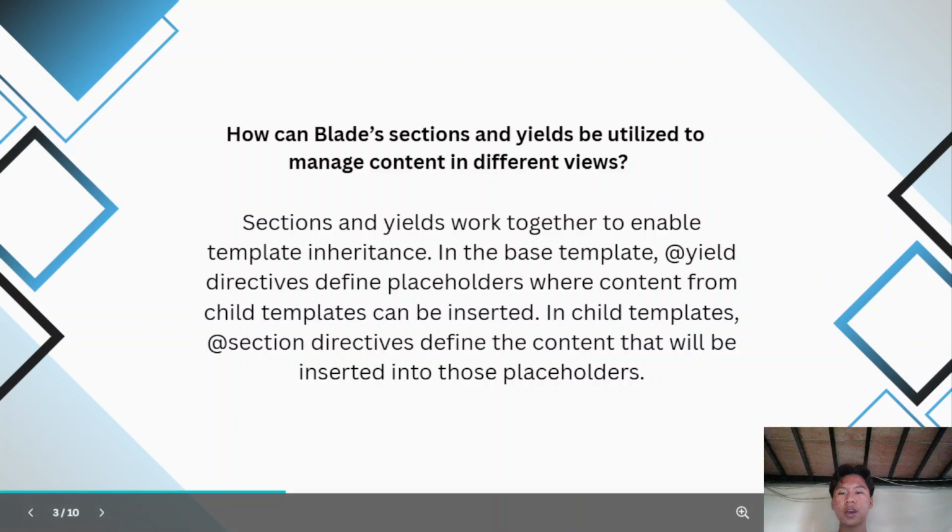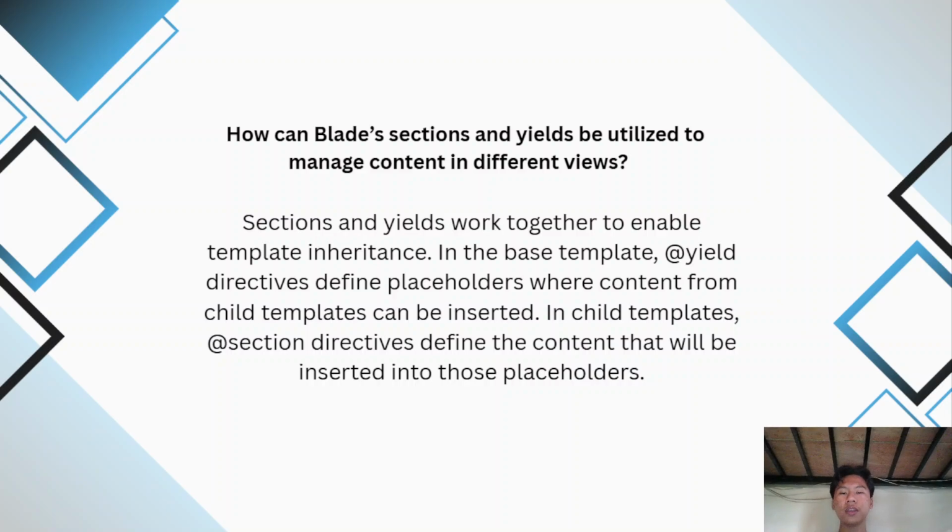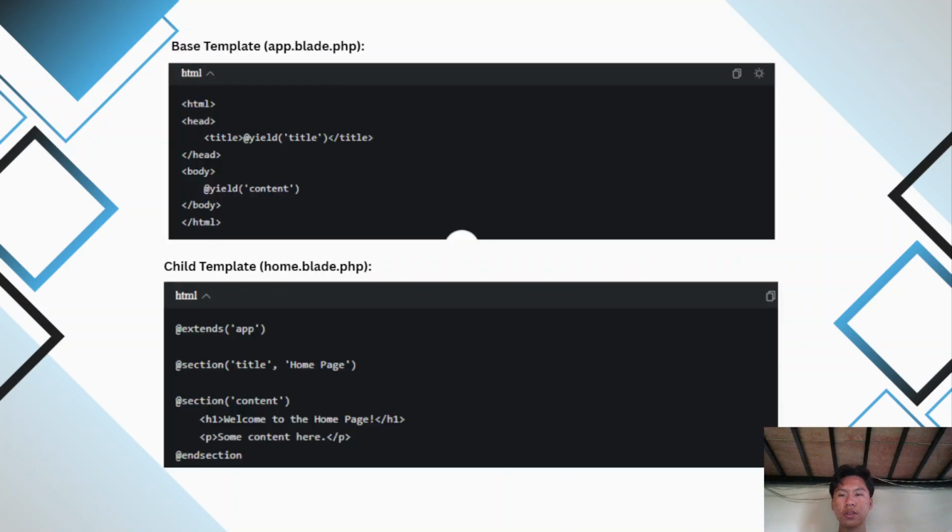Next, how can Blade sections and yields be utilized to manage content in different views? Sections and yields work together to enable template inheritance. In the base template, @yield directives define placeholders where content from child templates can be inserted. In child templates, the @section directive defines the content that will be inserted into those placeholders. And this is the example.